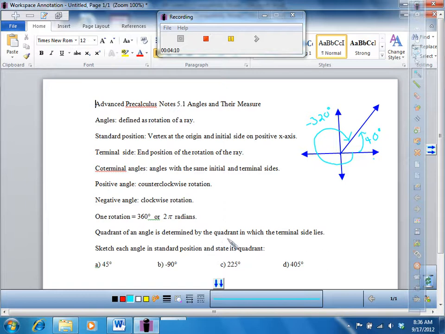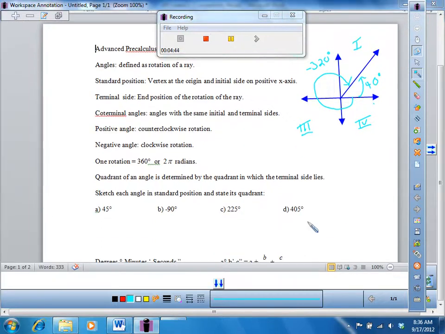The quadrant of an angle is determined by the quadrant in which the terminal side lies. So you guys know that this is quadrant 1, quadrant 2, quadrant 3, and quadrant 4, right? You know that. Yes? Okay? And so, sketch each angle and so on. So let's try to do that. That's pretty easy, I think.